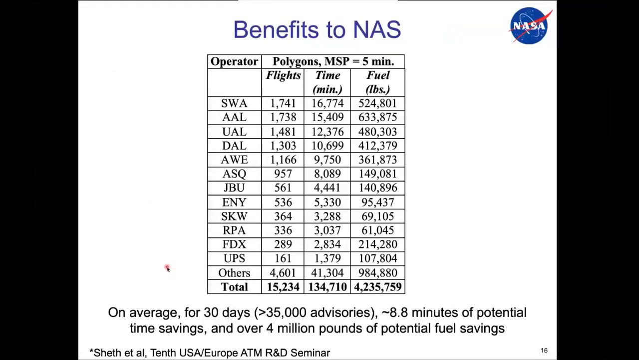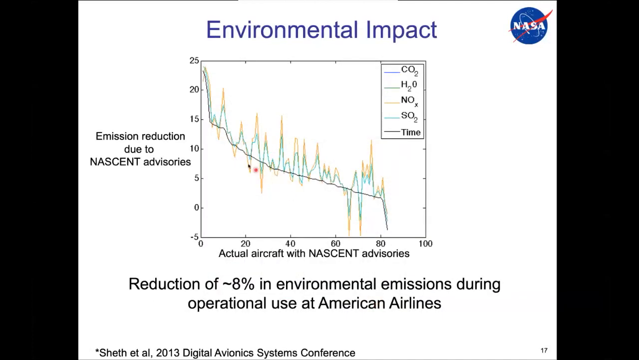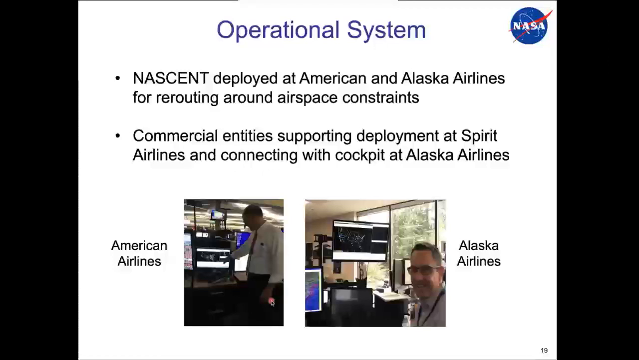In terms of the benefits, just on an average for 30 days, we've got 15,000 flights that could save 135,000 minutes. And the impact was more than 4 million pounds of potential fuel savings. That comes to about 8.8 minutes of potential savings per flight, which is huge, especially in times like today. In terms of environmental impact, we found that there's a reduction of about 8% in environmental emissions during early use at American Airlines. It's an operational system. It was running live at American Airlines, and we've got statistics on the kinds of savings they got. At the same time, it was also running on one of the projects I was managing at Alaska Airlines for a system that we were developing.